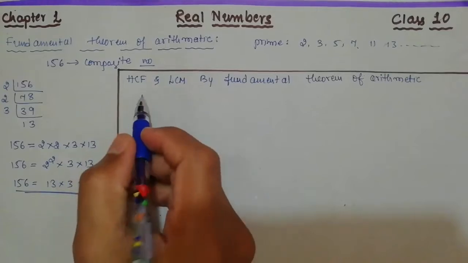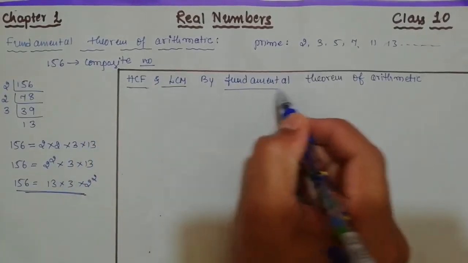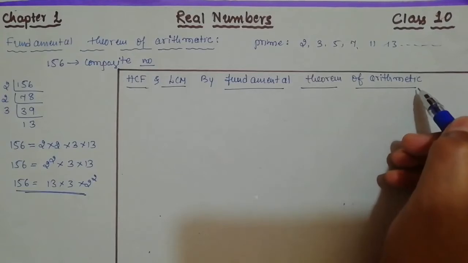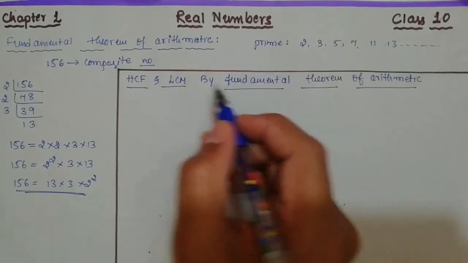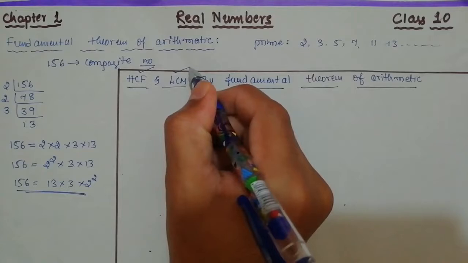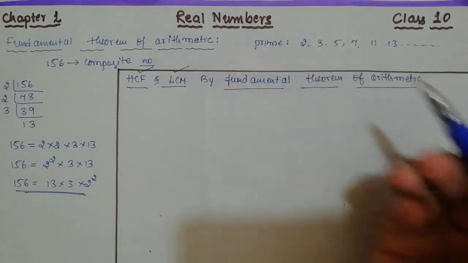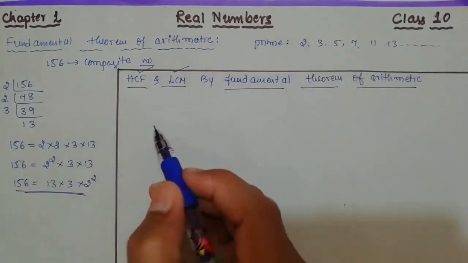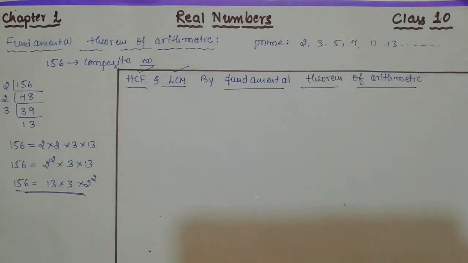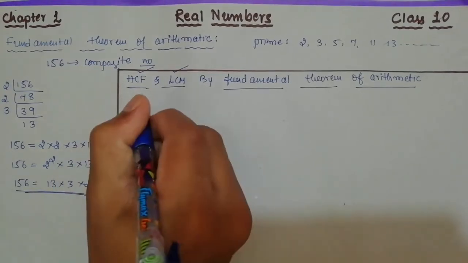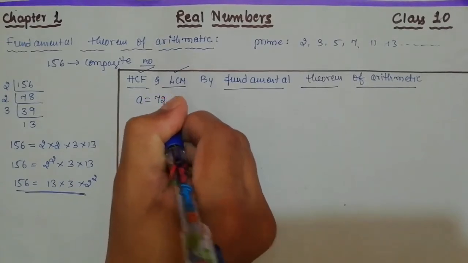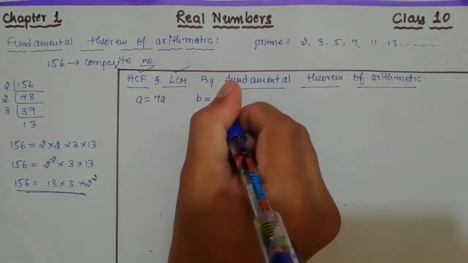Now the second thing is HCF and LCM by the fundamental theorem of arithmetic. We use the fundamental theorem of arithmetic to find the HCF and LCM of two or more numbers. In this chapter, we have studied finding the HCF and LCM of two numbers or three numbers. Now I will show an example for just two numbers. The same will be carried out for three numbers also. Now I'm going to choose two numbers. Let us take a is equal to 72 and b is equal to 120.